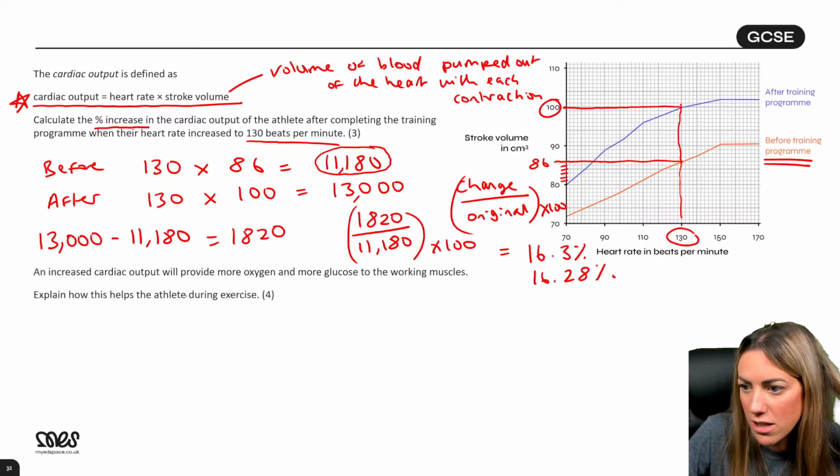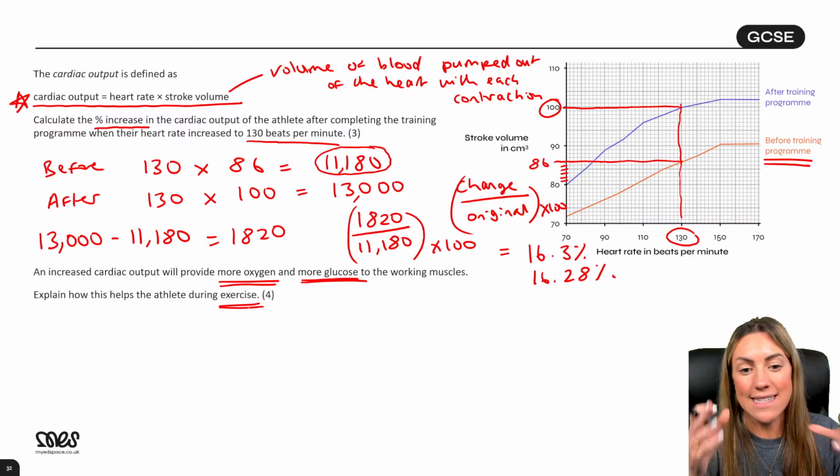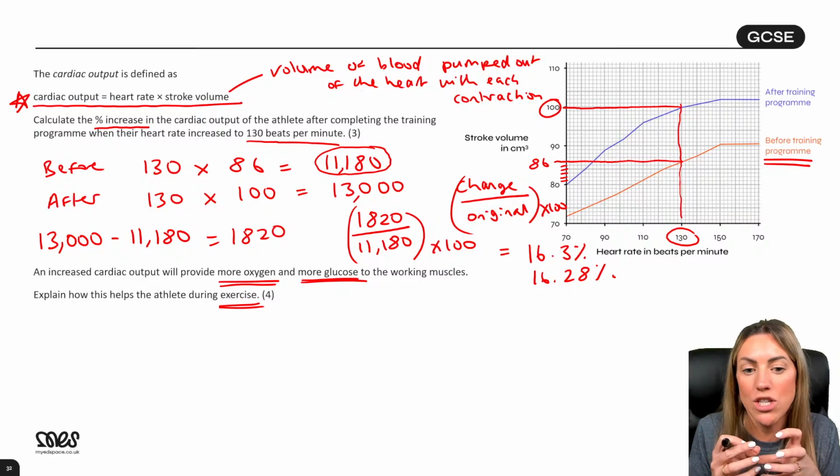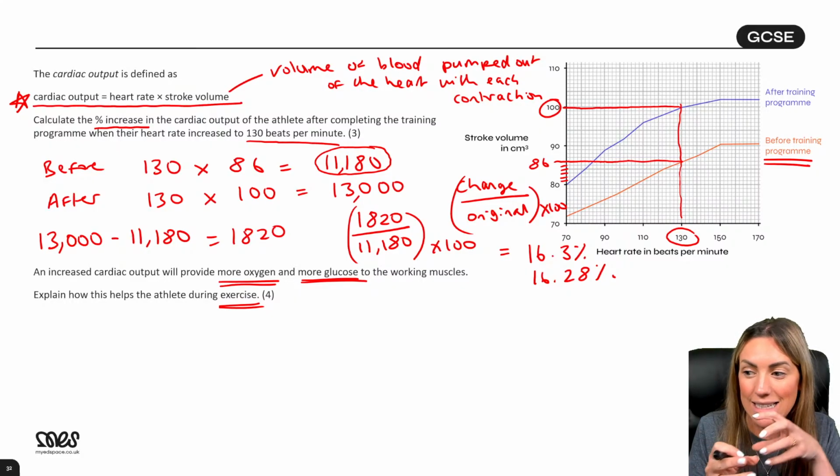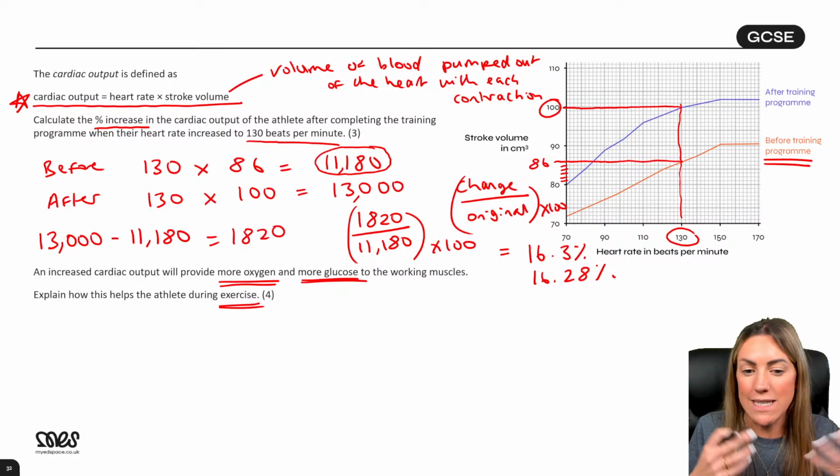An increased cardiac output will provide more oxygen and more glucose to the muscles. Explain how this helps. Again, guys, this is linking. We've got another question that's linking exercise, muscles and respiration. This is so, so common on paper one.